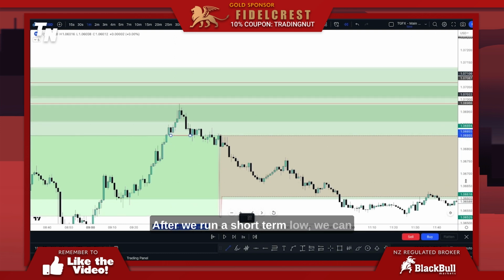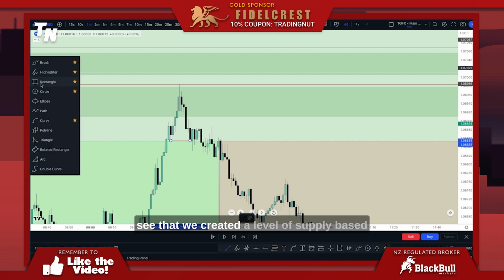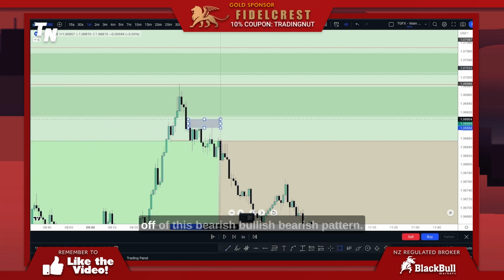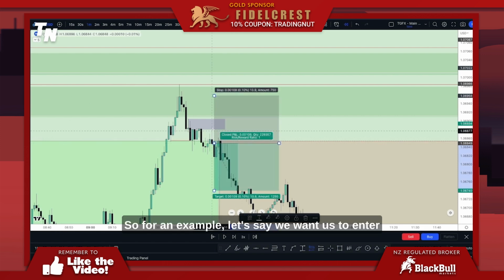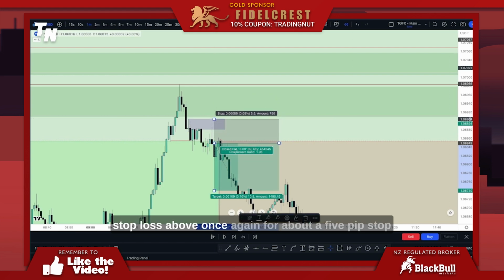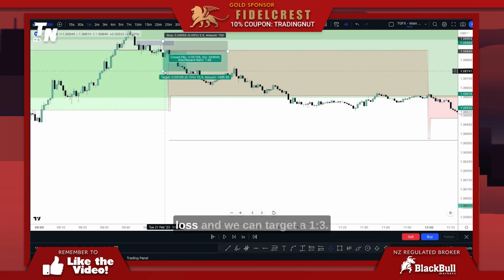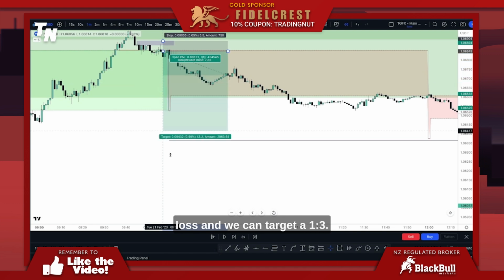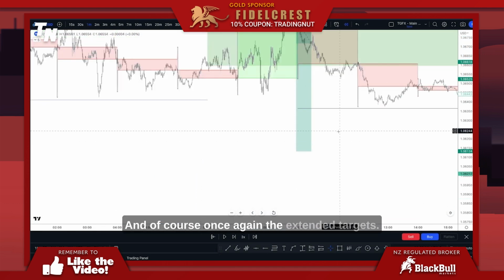After we run a short-term low, we can see that we created a level of supply based off of this bearish bullish bearish pattern. This bearish bullish bearish pattern can be an entry point anywhere on these retests here. So for an example, let's say we wanted to enter after this long wick to the top side and put our stop loss above once again for about a 5 pip stop loss. And we can target a 1 to 3 and of course, once again, the extended targets.